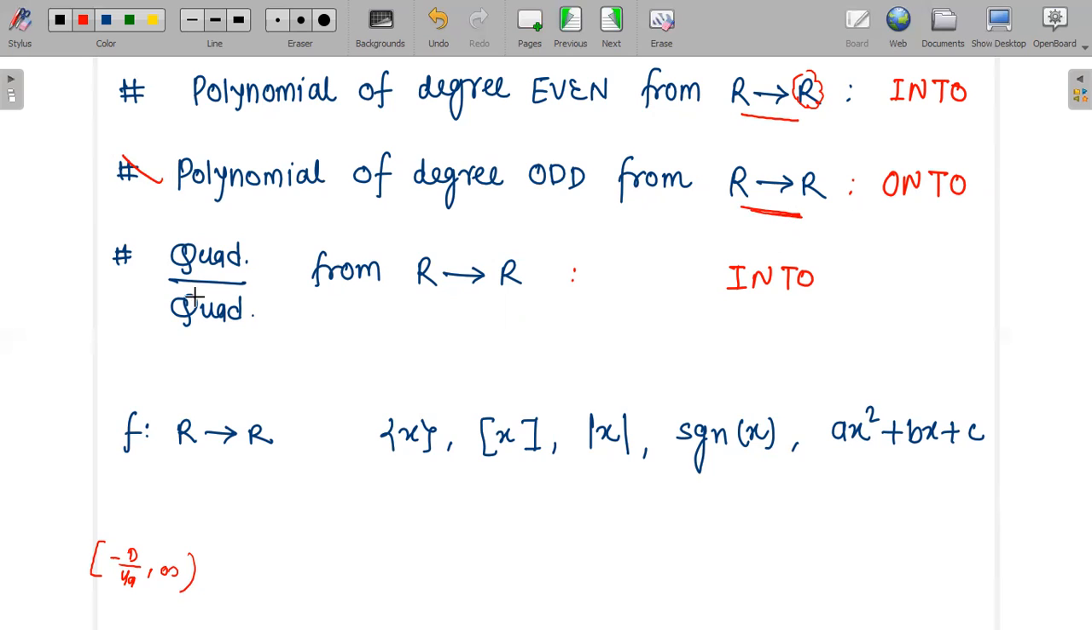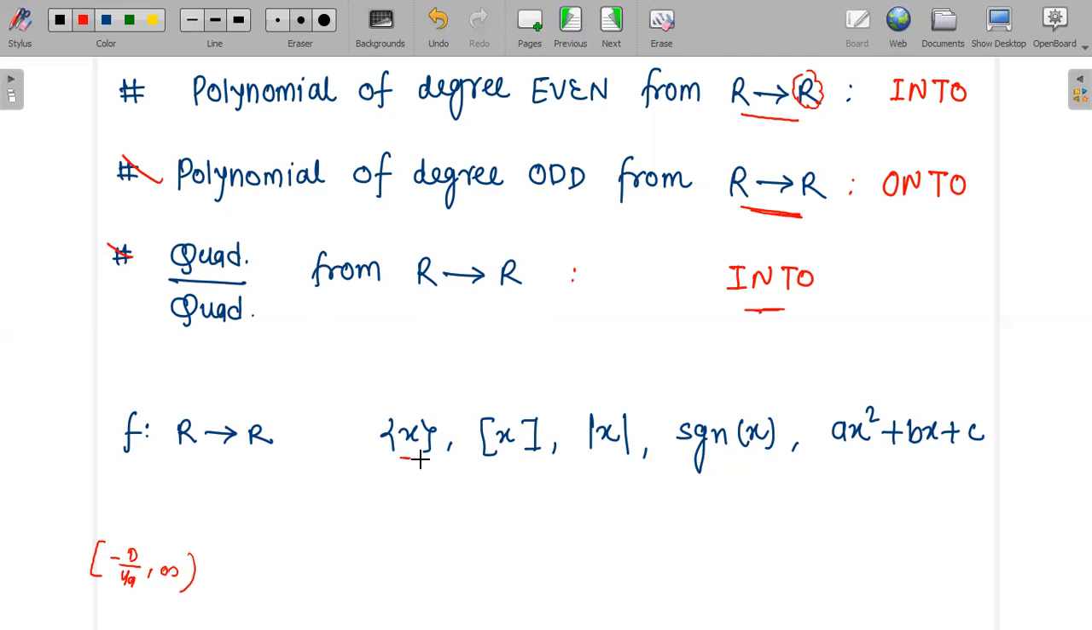But if it is a quadratic over quadratic polynomial from R to R, then obviously this will not be onto. I have figured out a bunch of questions based on range, where we try to calculate the range of quad over quad. So do check this video if you find it relevant.